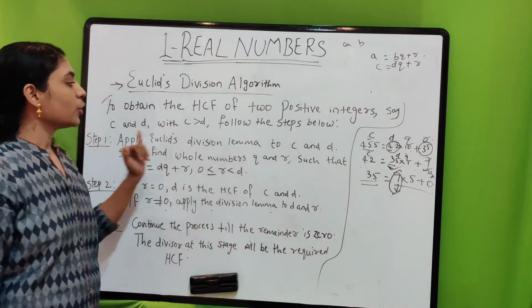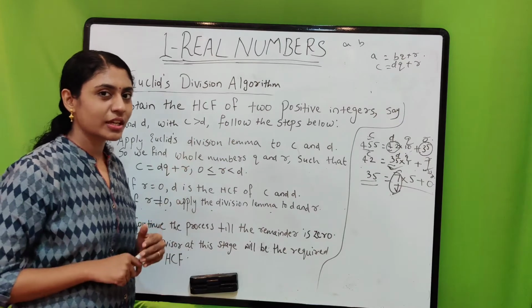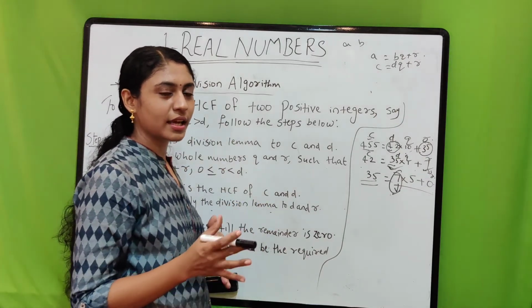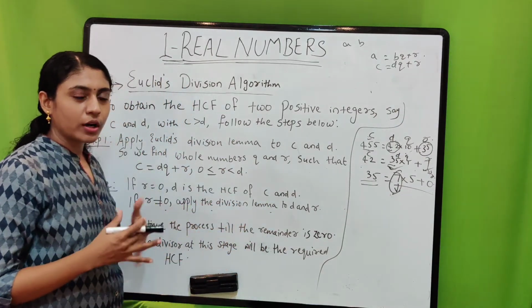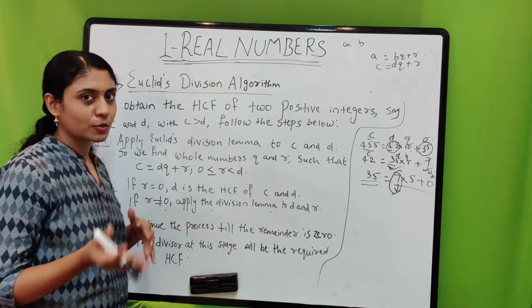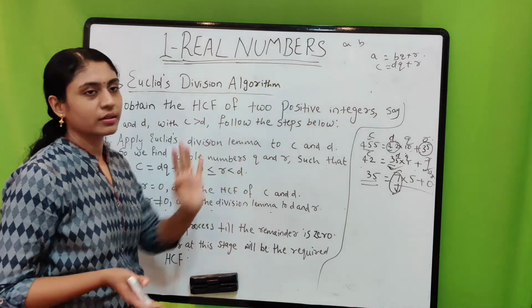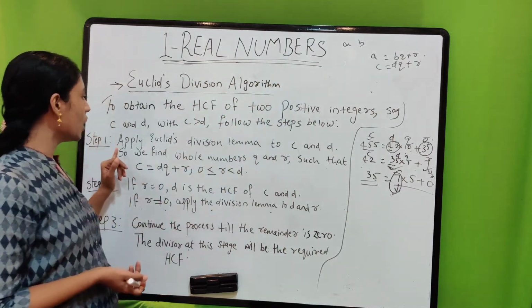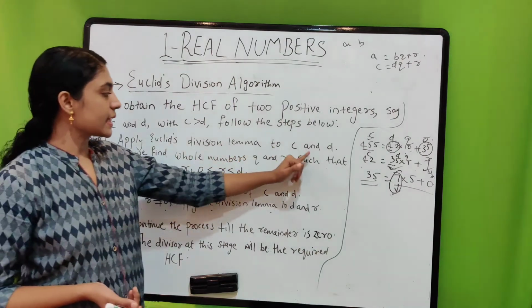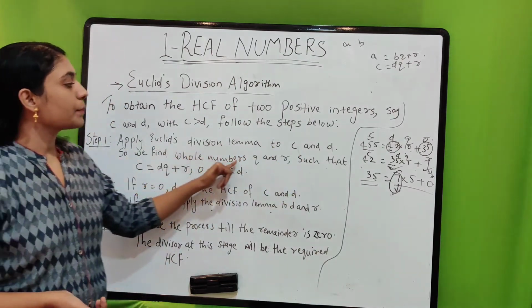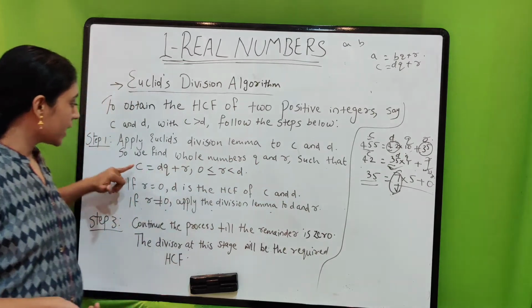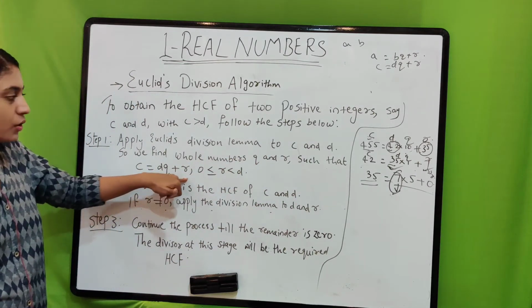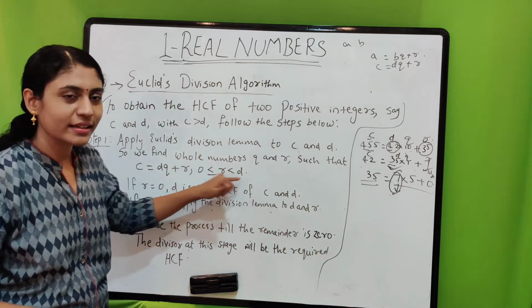and there are 3 steps in Euclid's division algorithm. Step 1, apply Euclid's division lemma. What is Euclid's division lemma? Given positive integers A and B, we have found whole numbers Q and R satisfying A is equal to BQ plus R. Instead of A and B, here they have taken C and D. So apply Euclid's division lemma to C and D. So we find whole numbers Q and R such that C is equal to DQ plus R for 0 less than or equal to R less than D.